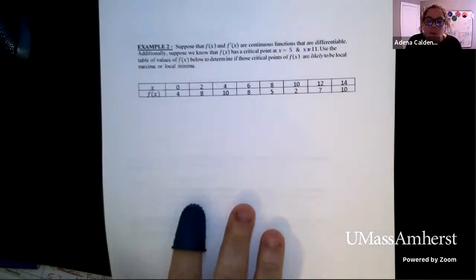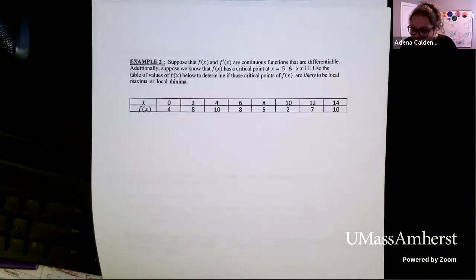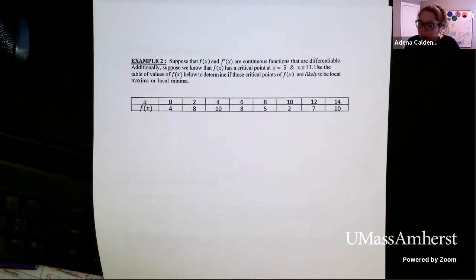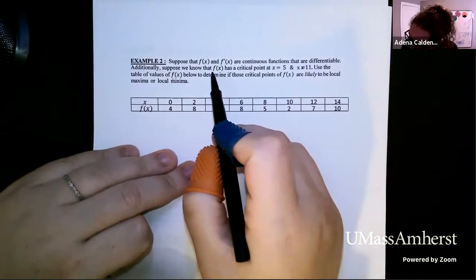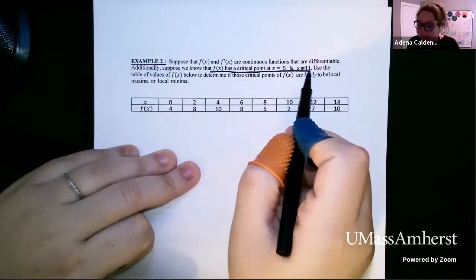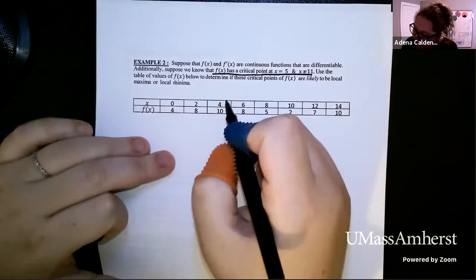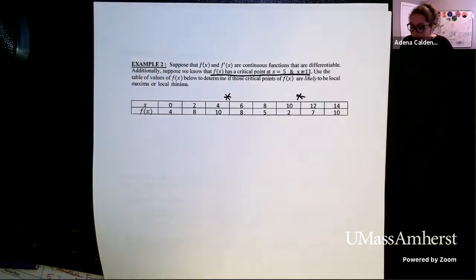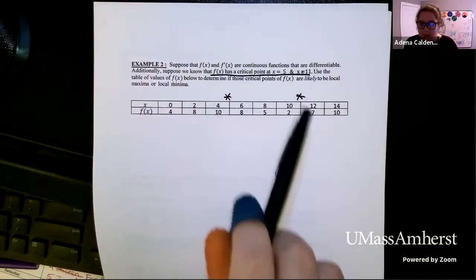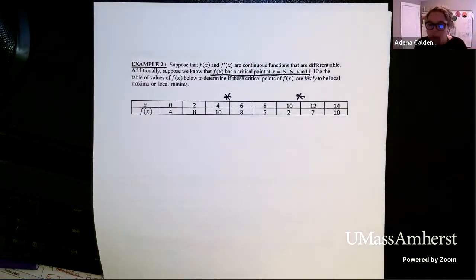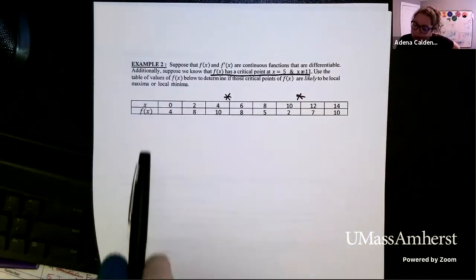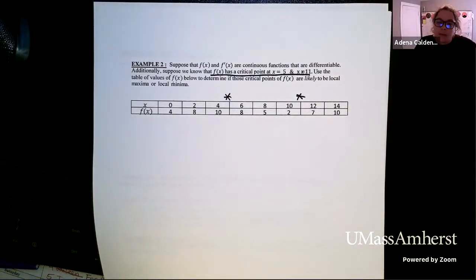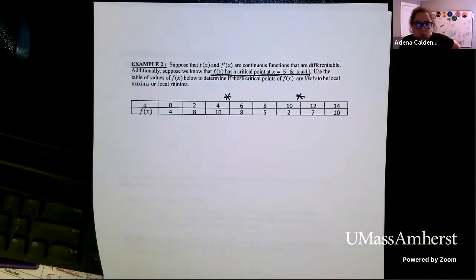Okay, so we have this table. Again, all functions are continuous. Notice here, this table is the original function. This is f of x. And we also know that f of x has a critical point at 5 and at 11, right? So at 5 and 11, we know that we have critical points. Now, we don't see these critical points on this table because 5 and 11 are not defined, so we don't know the values. But we want to use the behavior of f of x to try to figure out if these critical points are going to be local maxes, local mins, or neither.